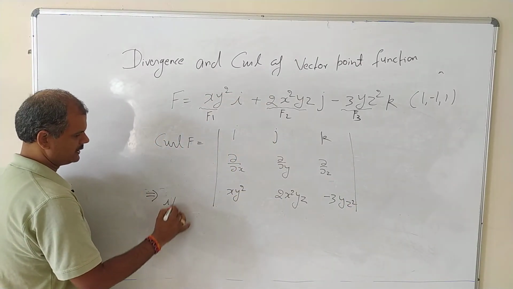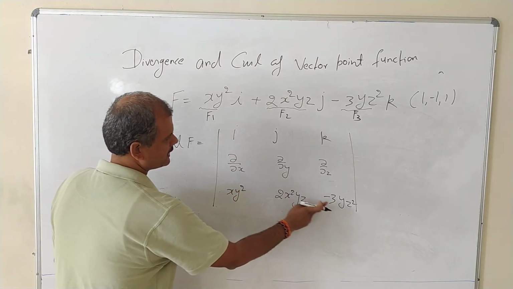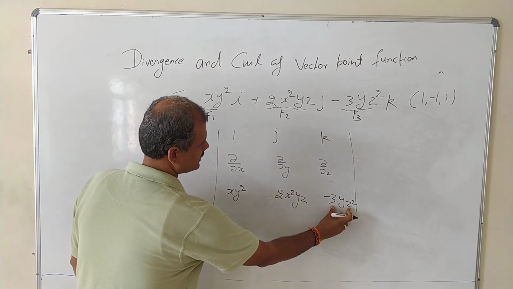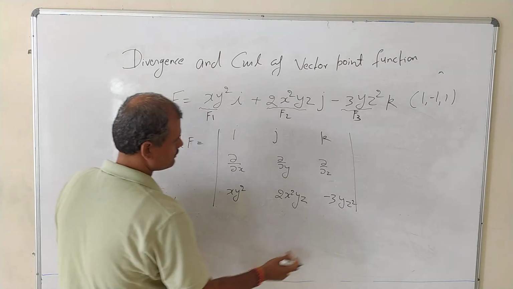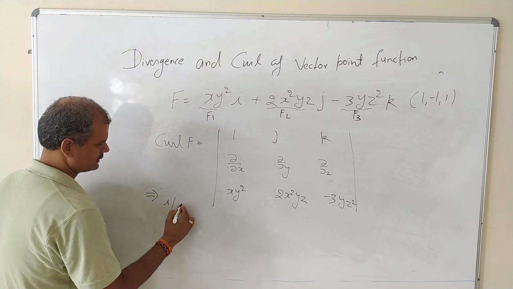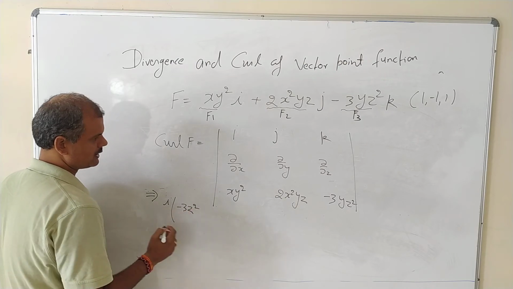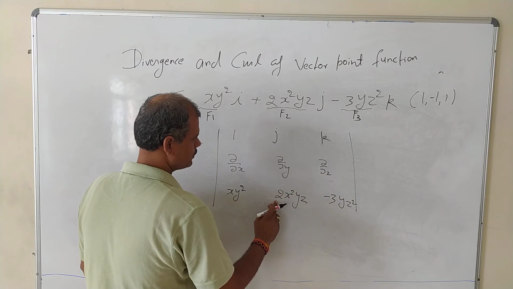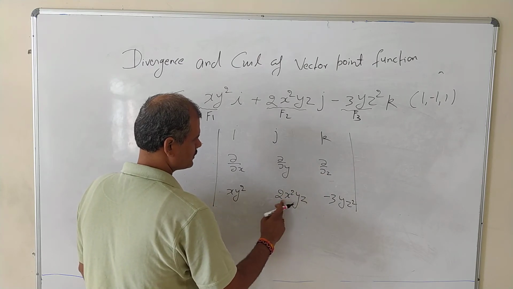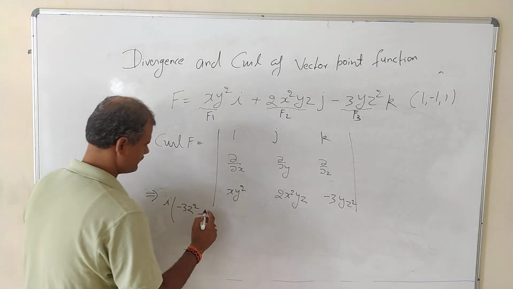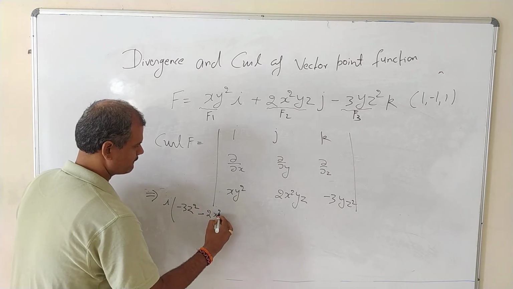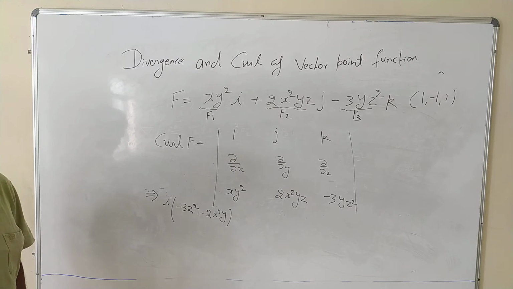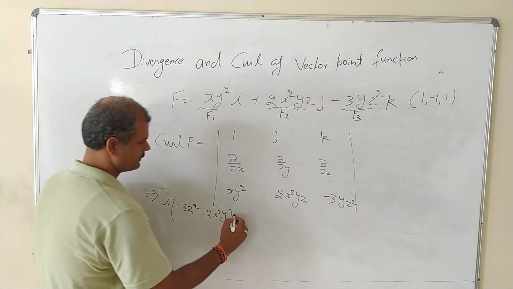So we get i times ∂/∂y of -3yz², so we get -3z², minus ∂/∂z of 2x²yz, so we get 2x²y. So this is your i times (-3z² minus 2x²y). Okay, fine. Plus j.